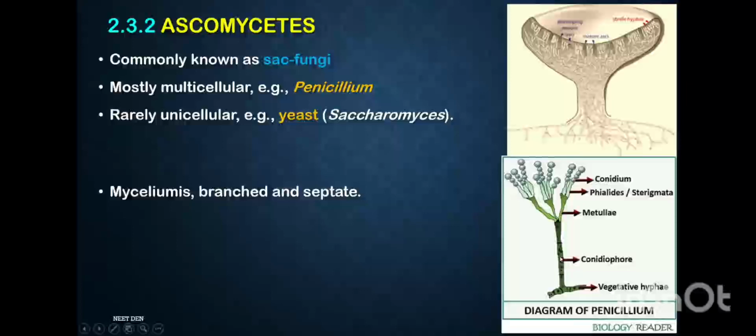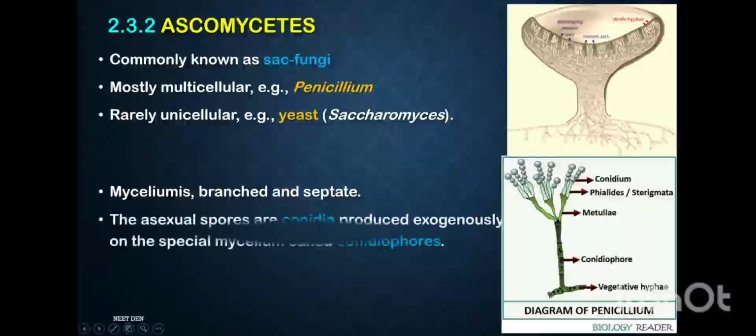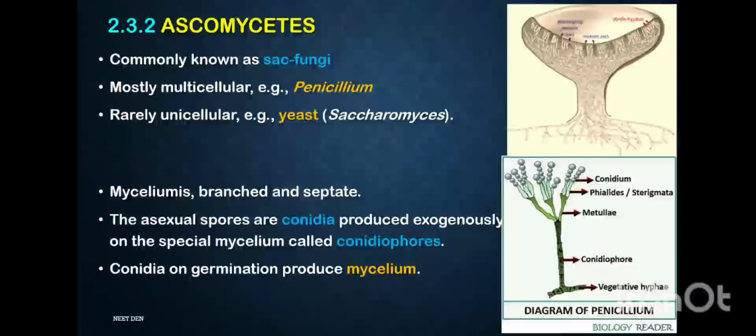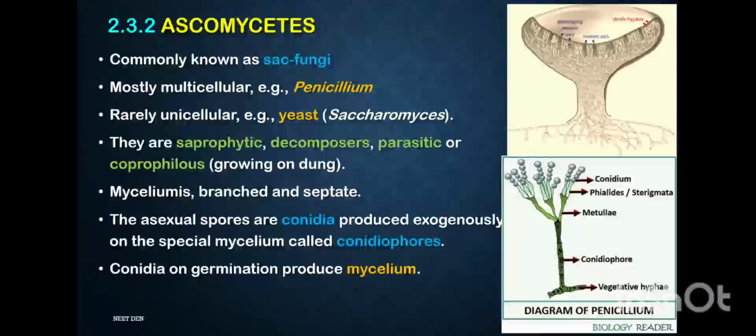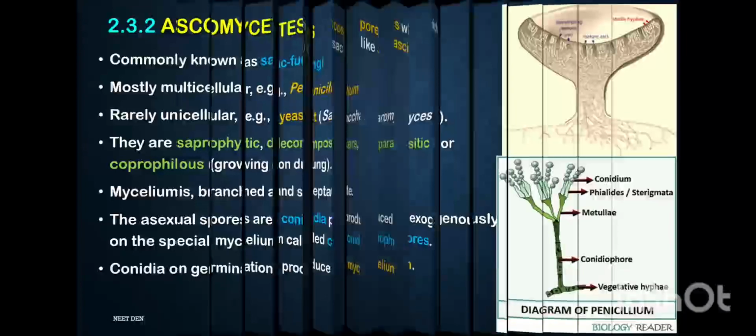This special hypha, this special mycelium, is called conidiophore, which produces asexual spores, conidia. The conidia on germination produce the mycelium, we know that. And the Ascomycetes are mostly saprophytic or parasitic also. When they are saprophytic, they act as decomposers. And apart from being parasitic, they are also coprophilous. That means they very commonly grow on dung.